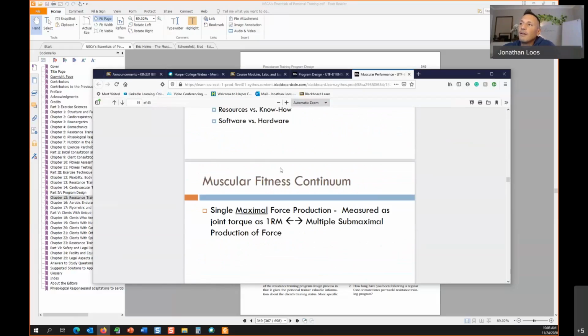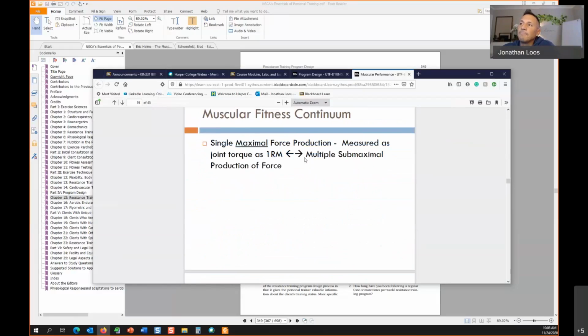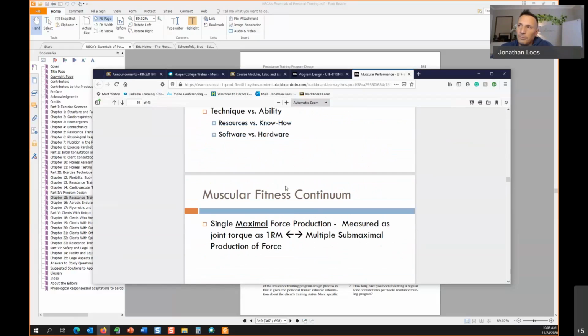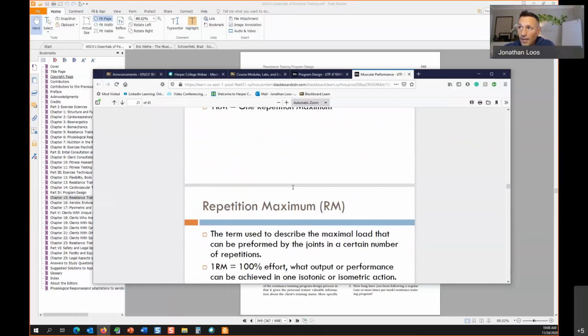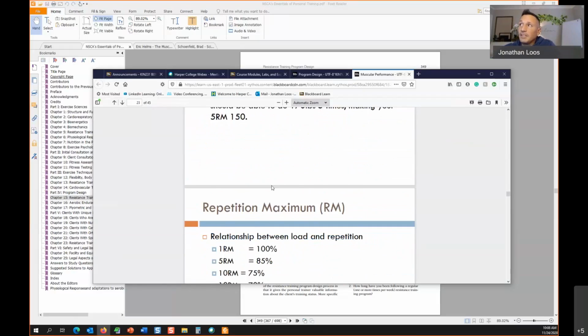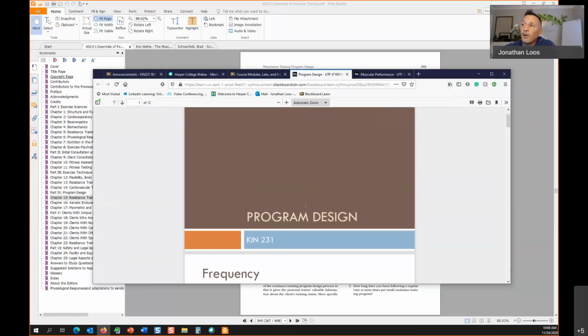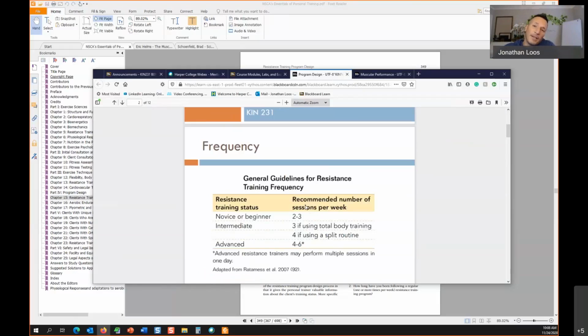The new things that are added to this is looking at the muscular fitness component, which is like the 1RM strength. And so I'll talk a little bit about that today. And then what this leads into is the next lecture, which goes into program design, which is what we kind of talked about last week. And then what I had pointed out for you guys, this is your chapter 15 of your textbook.